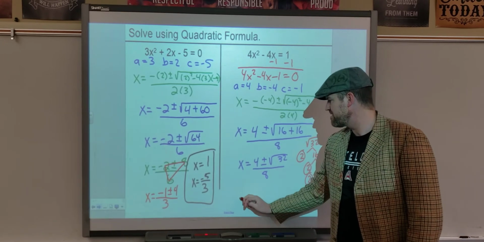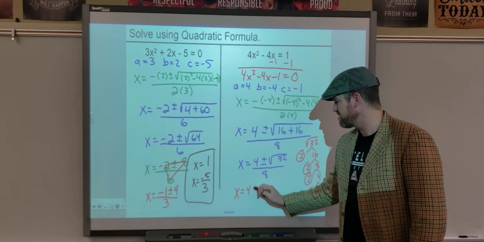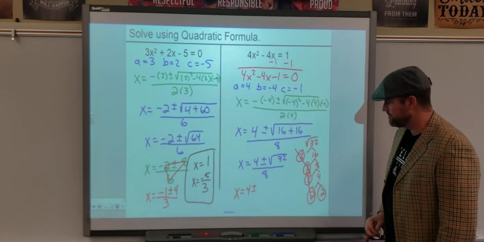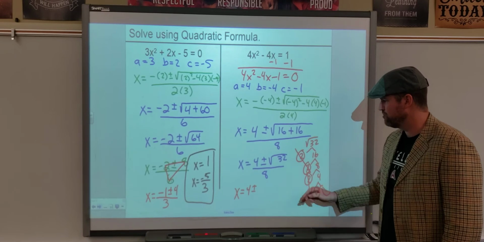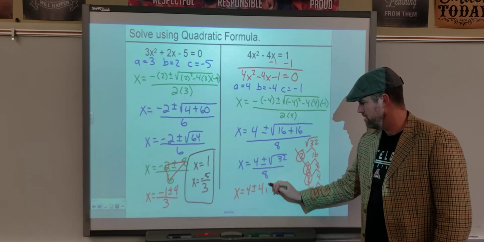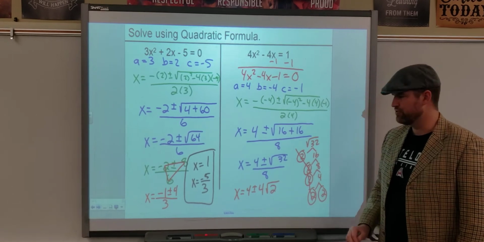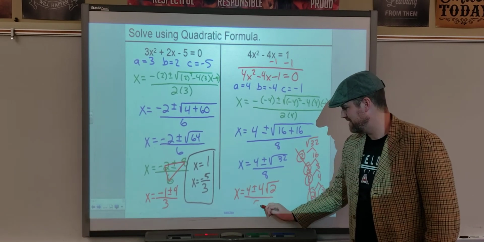We can rewrite this as x equals 4 plus or minus. I've got 1 pair of 2's and a second pair of 2's. So 2 times 2 is 4. And then I have 1 2 left over. So square root 2 over 8.